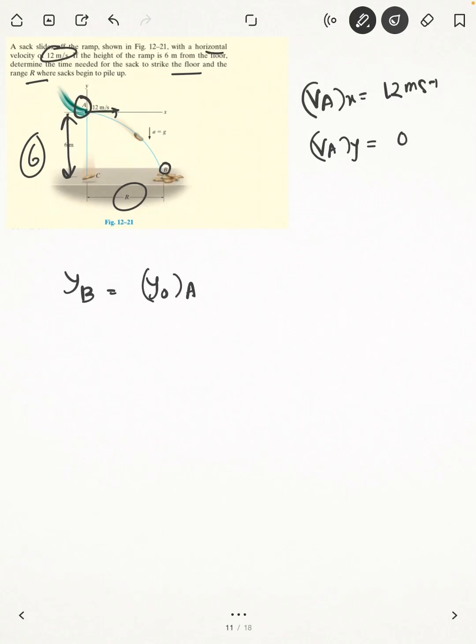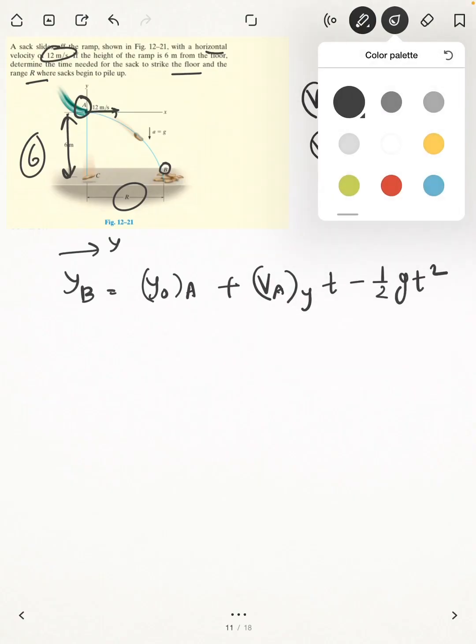That's basically the A plus VA in the Y direction, because we are taking the components along the Y axis, so everything should be along the Y axis. Okay, so V naught Y t minus half g t square. Okay, so from here, what do you know?